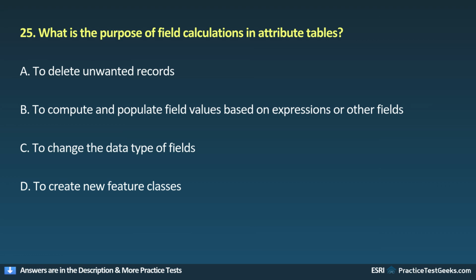25. What is the purpose of field calculations in attribute tables? A. To delete unwanted records. B. To compute and populate field values based on expressions or other fields. C. To change the data type of fields. D. To create new feature classes.